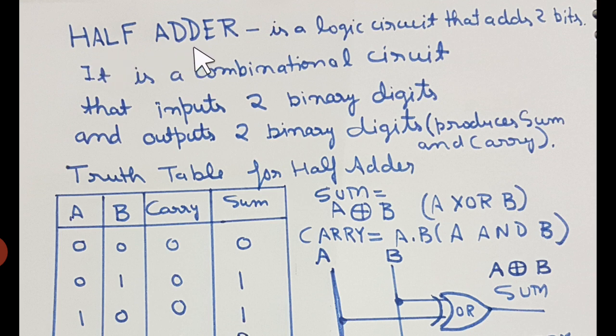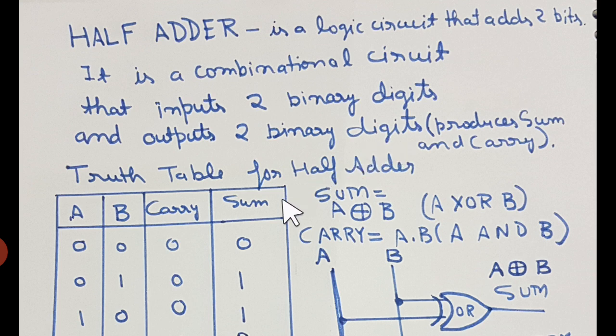Now what is half adder? Half adder is a logic circuit that adds 2 bits. How many bits? 2 bits. It is a combinational circuit that inputs 2 binary digits and outputs 2 binary digits. Now the question arises, inputting 2 binary digits is fine, because it is adding 2 binary digits, but how come it is producing 2 binary digits?